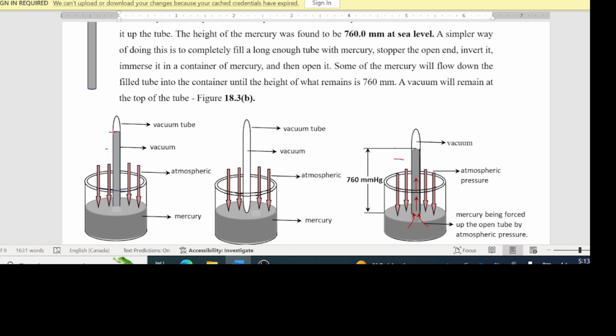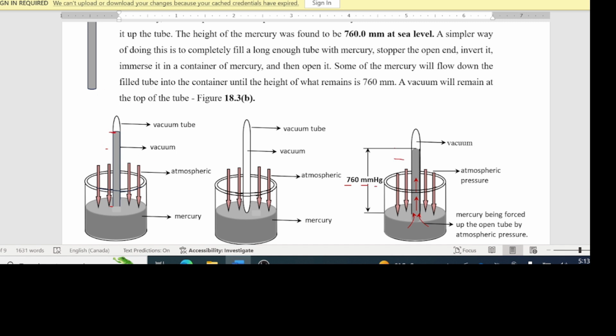And when you measure that amount of mercury from the bottom here to the top there, it is found to be 76 centimeters. So he concluded that atmospheric pressure is capable of supporting a column of mercury 76 centimeters high inside a tube.